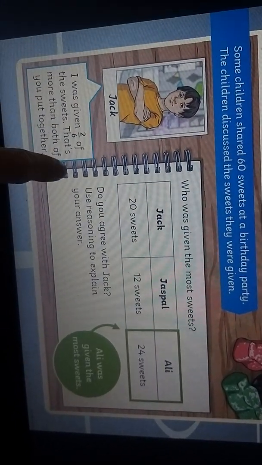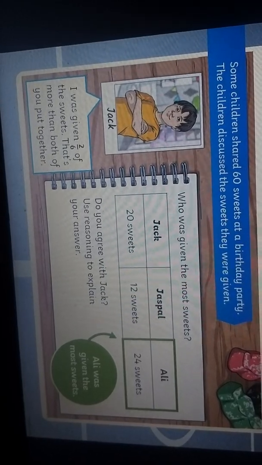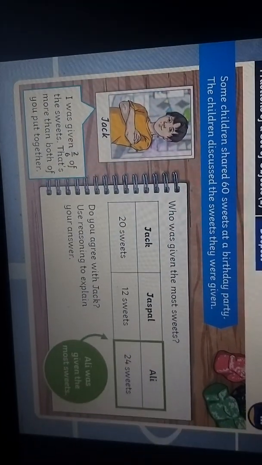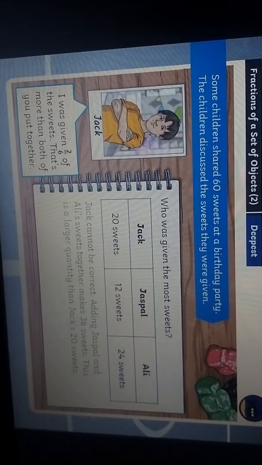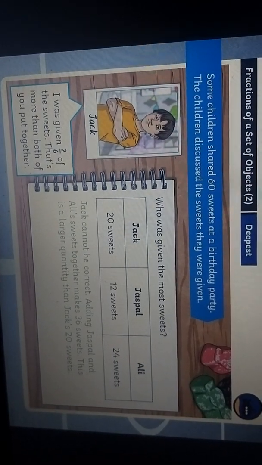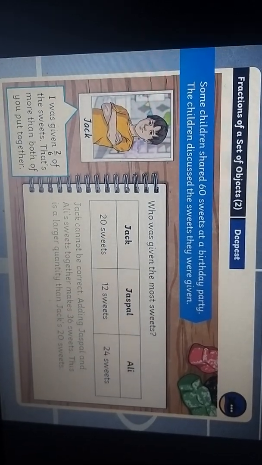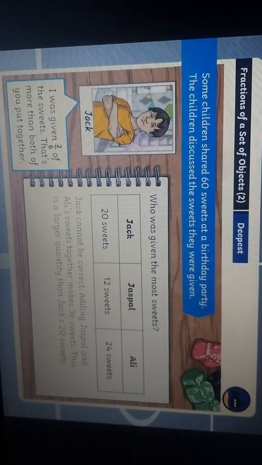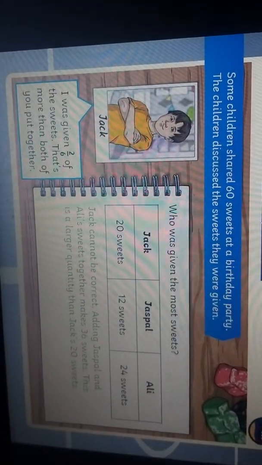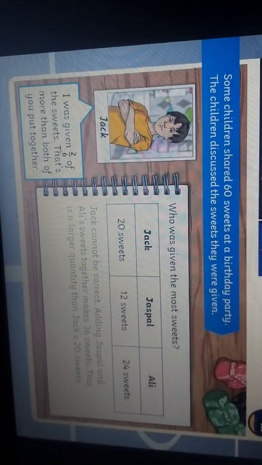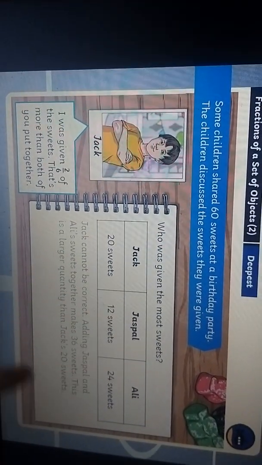Now, next part of the question, do you agree with Jack? Jack says, I was given 2/6 of the sweets. That's more than both of you put together. Jack cannot be correct. Adding Jasper and Ali's sweets together, 12 add 24 makes 36. This is a larger quantity than Jack's 20 sweets. So the answer is Jack cannot be correct. And then you explain why from the answers you've got.